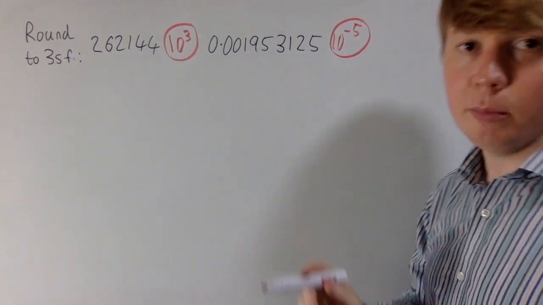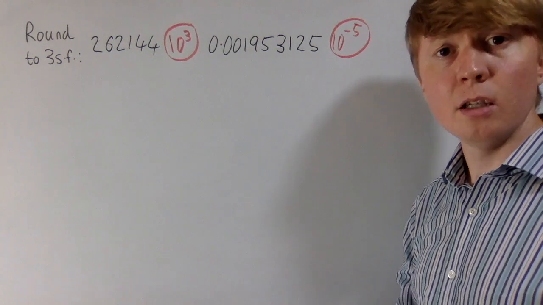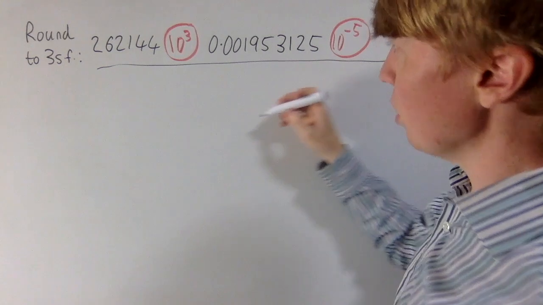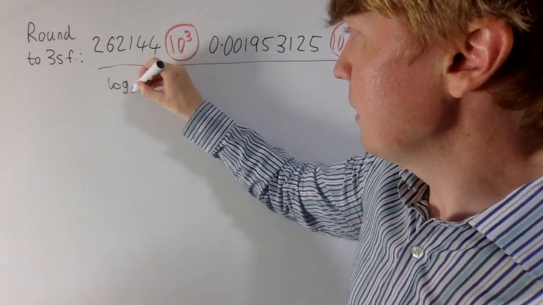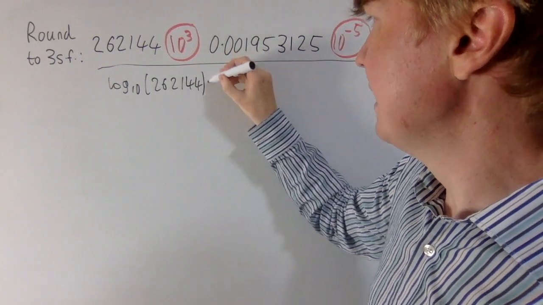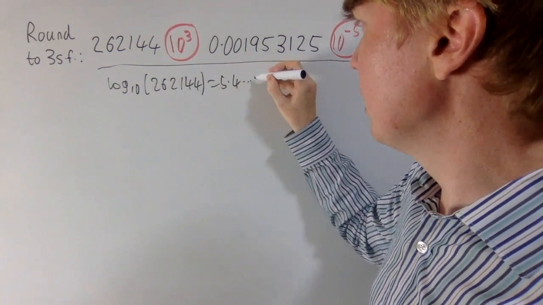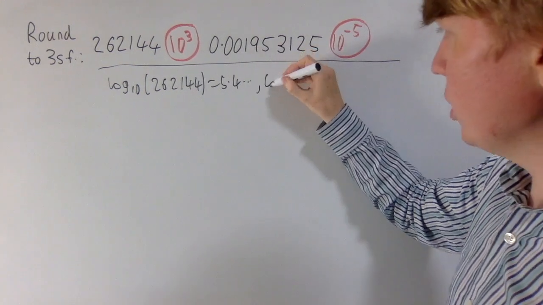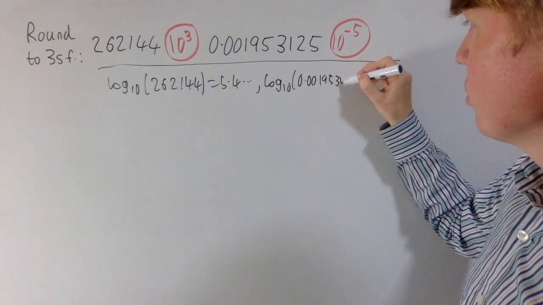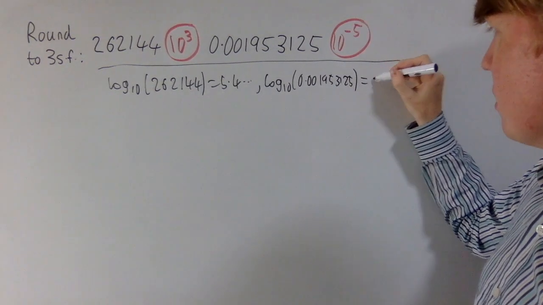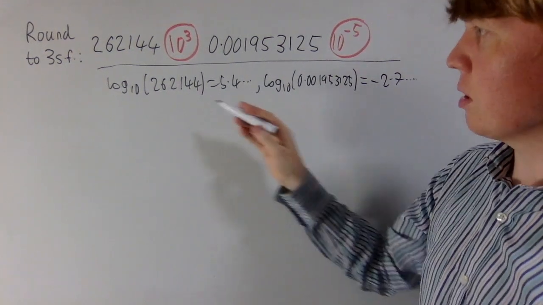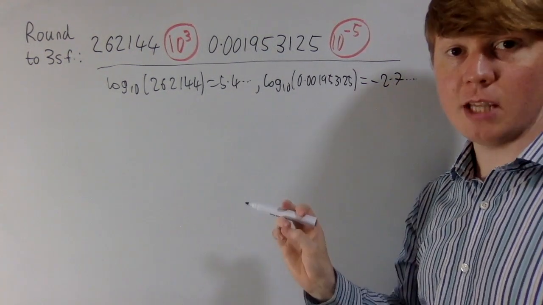So in order to apply our previous formula, we need some sort of sense of the magnitude of our number. Fortunately, there's a nice way we can do this. We can use logarithms. So we look at log to the base 10 of our number. Log to the base 10 of 262,144 is around 5.4. And log to the base 10 of 0.001953125 is around minus 2.7. And this is useful because this gives us a sense of the powers of 10 involved in our number.